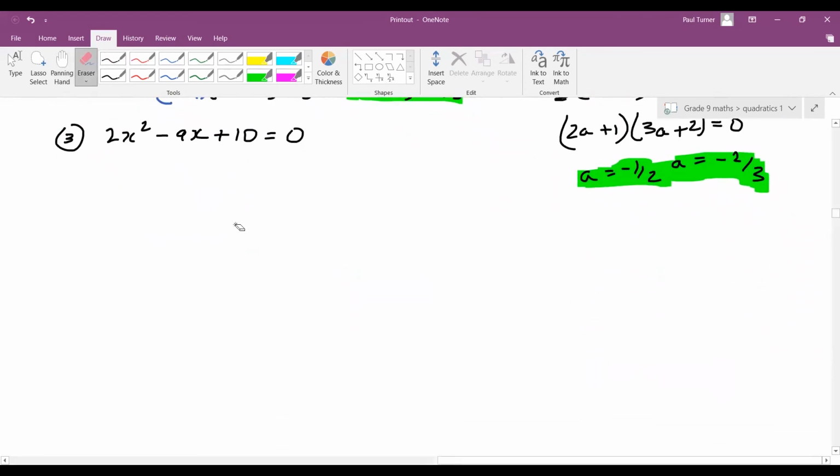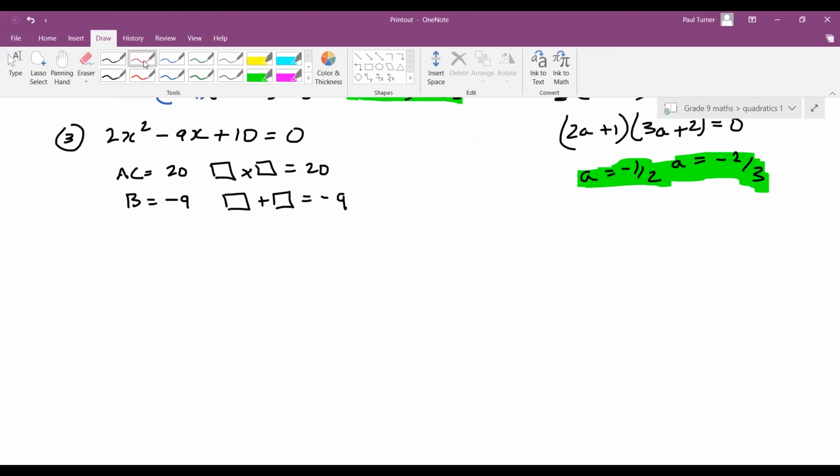So let's clear that out. Okay, so for question 3, we got 5 or 6 minutes, so let's do this one. So again, AC will be 2 times 10, which is 20. So the two numbers you're looking for multiplied to be 20. B is minus 9. So the two numbers, when you add them, you should get minus 9.